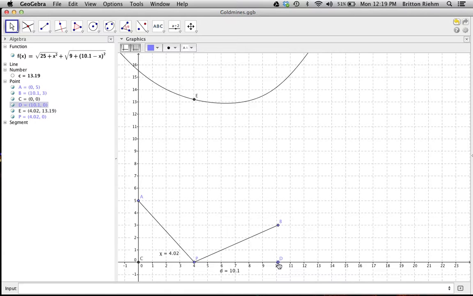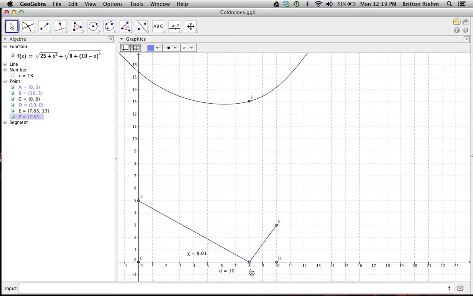And again, just as before, if I move this, you can see that point E moves along the trajectory of that graph. Now, you'll also notice that it reaches a minimum point at a different place, which also makes sense because we've changed this distance D.